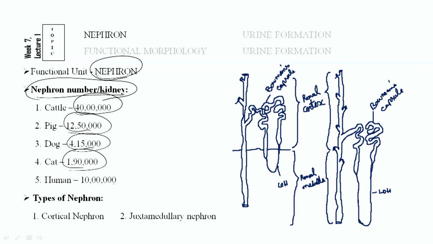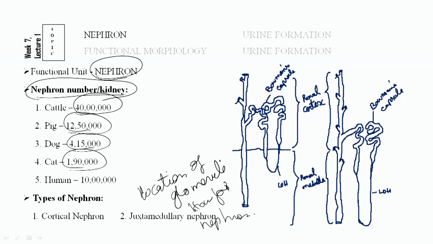Let us come to the types of nephron present in the animals. The nephrons are classified based on the location of the glomeruli, and the next important criterion is how far or how long the nephron penetrates. Based on that, the nephrons are classified into cortical nephron as well as juxtamedullary nephron.